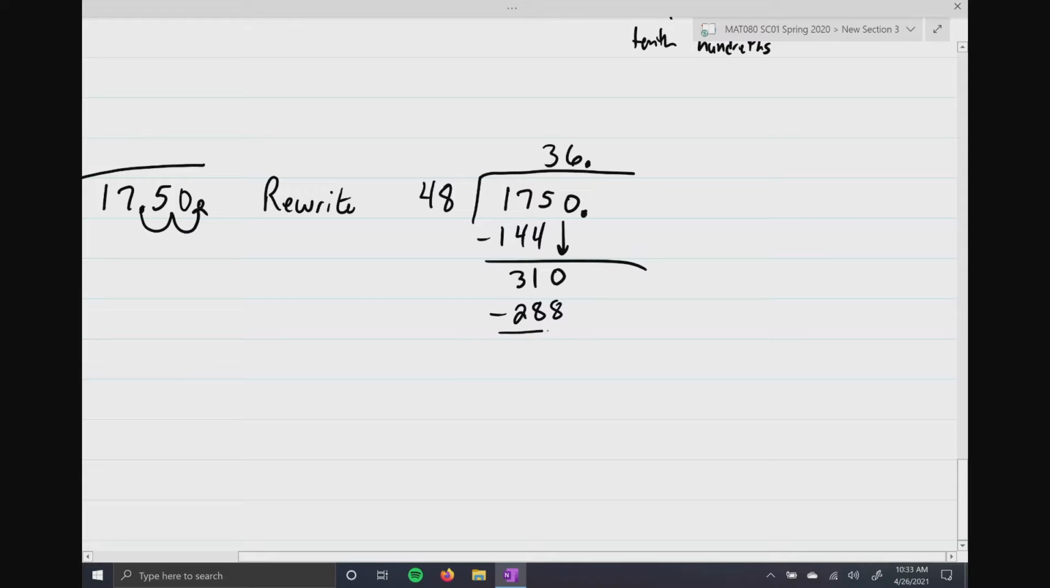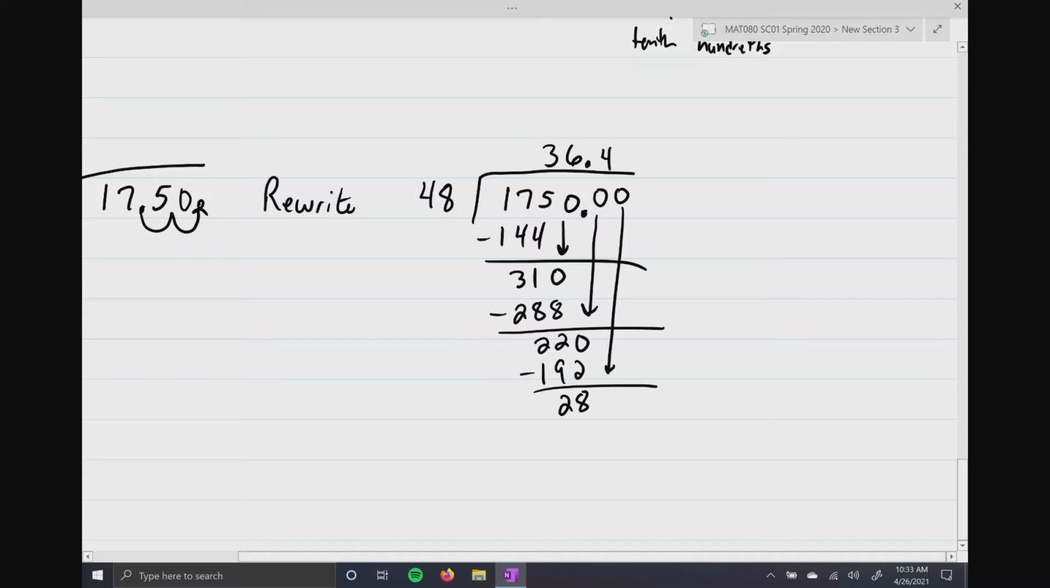So I subtract 310 minus 288 is 22. So now I need to add a 0, drop it down because I need 3 decimal places. So 48 goes into 220 4 times. I'm trying to do this in my head. What'd you get, Robert? 192, is that correct? Yeah, 192. All right. Now I subtract. I get 28.